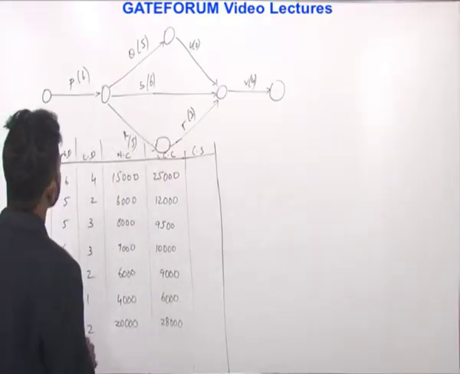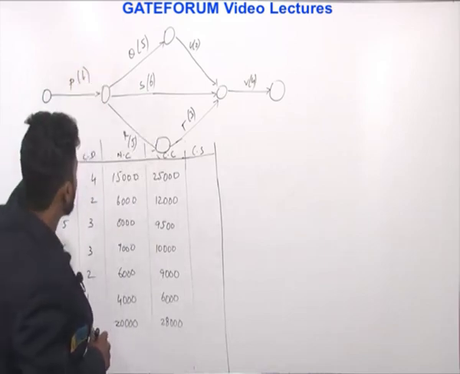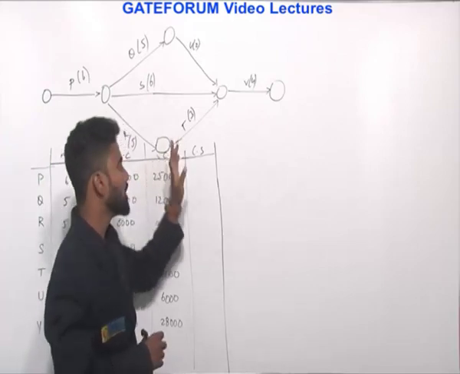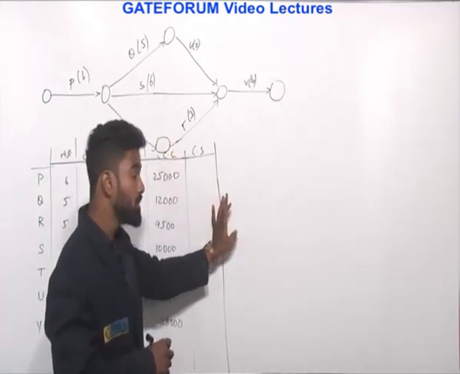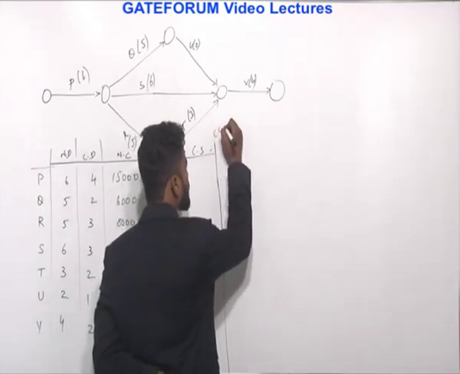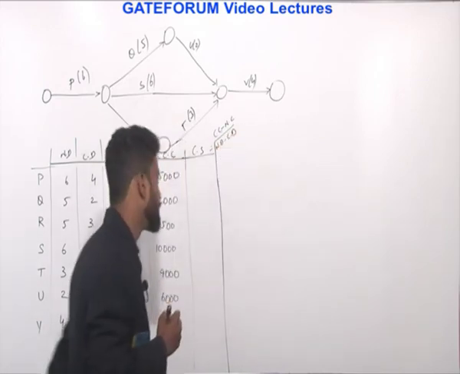So if you see here, this is the small construction project activity, and the normal duration, crash duration, normal cost, crash cost is given to you. From this you can calculate cost slope. What is cost slope? Crash cost minus normal cost upon normal duration minus crash duration.